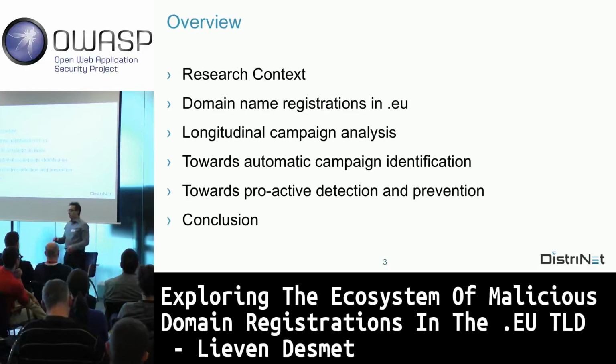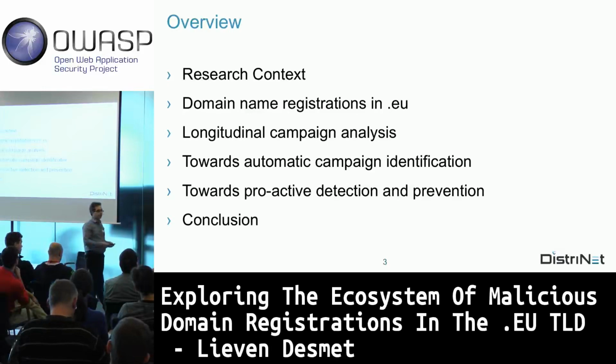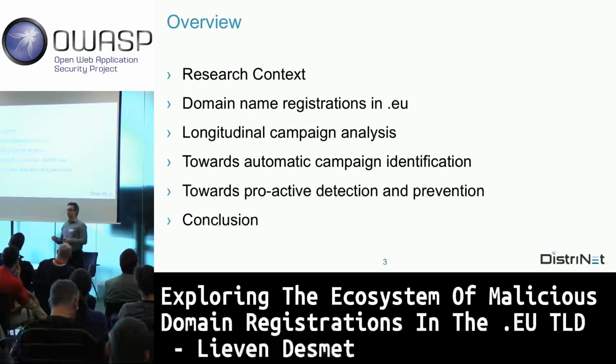Then we go a little bit deeper into the data set that we have been using in doing the analysis, the malicious domain names that we found in the .eu TLD. And then I will show you some of the insights we found in our TLD analysis. We studied the domain names for 40 months. Those insights try to understand how malicious actors work, and more important, if we understand how they work, can we make life harder for them? Can we make it much harder for them to register domain names?